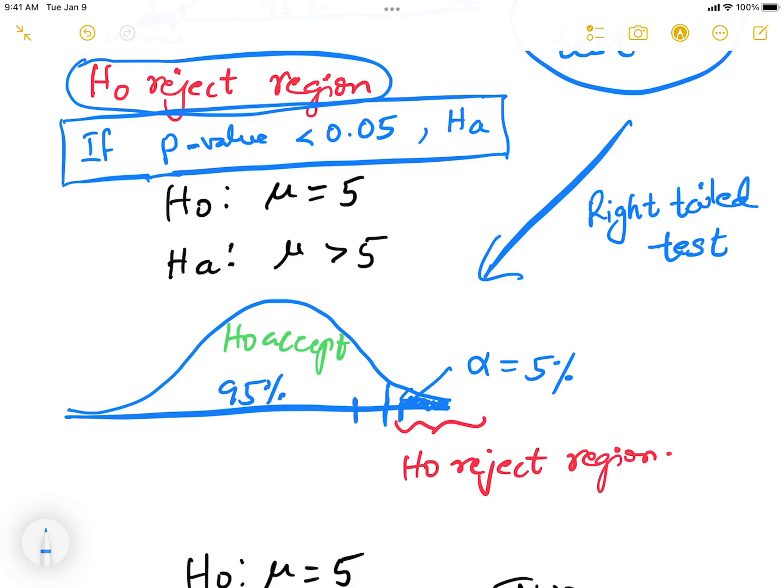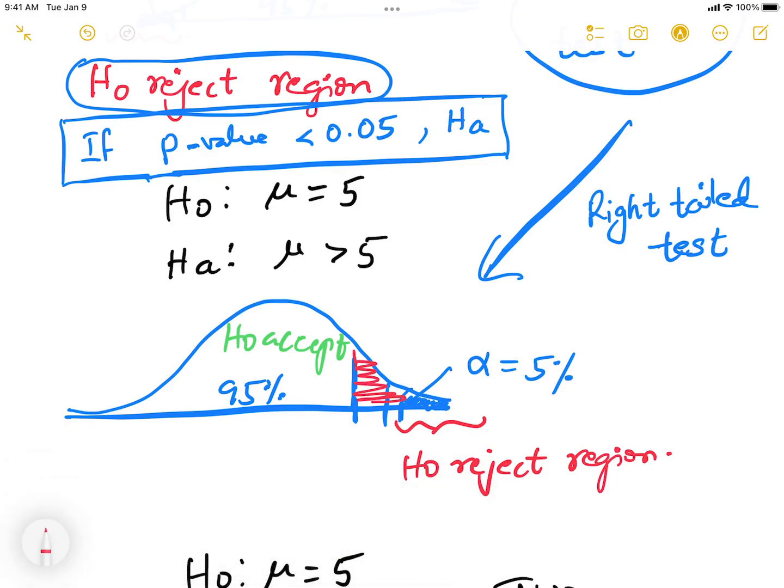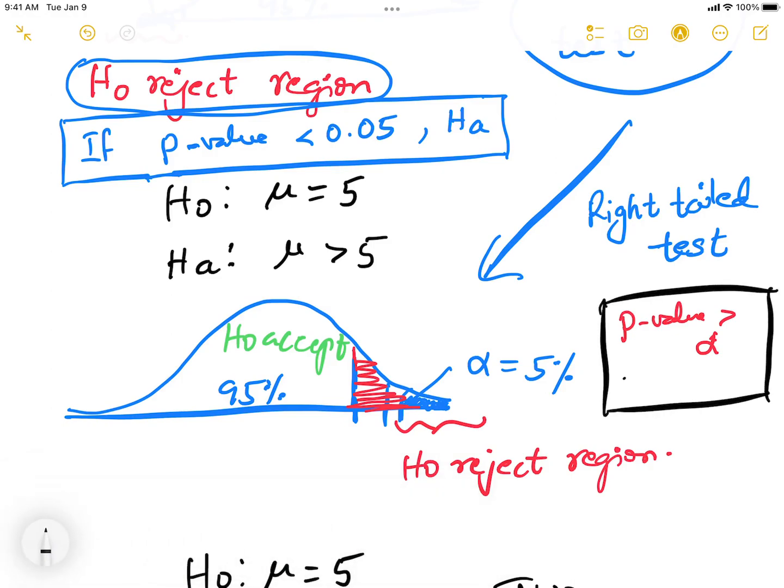However, if the test statistic is here, and the p-value we get is here, then for this example the p-value is actually greater than alpha. Then we cannot reject, because we are in this H0 accept area. So if this happens, the conclusion is that we have to accept the null hypothesis.